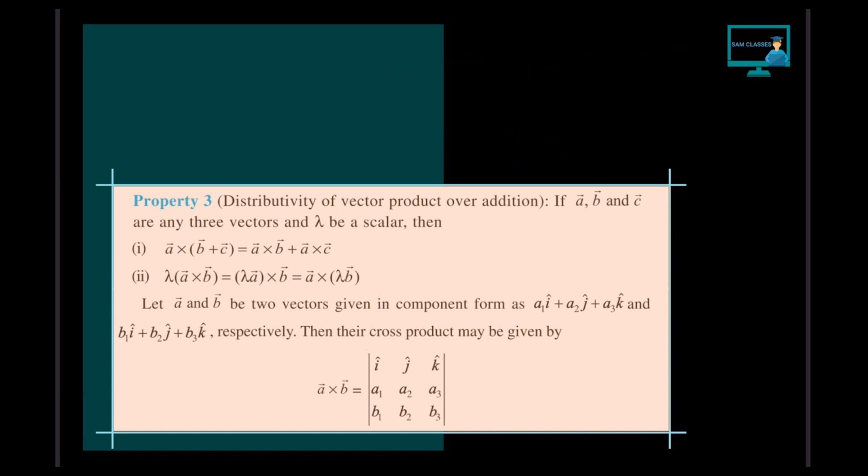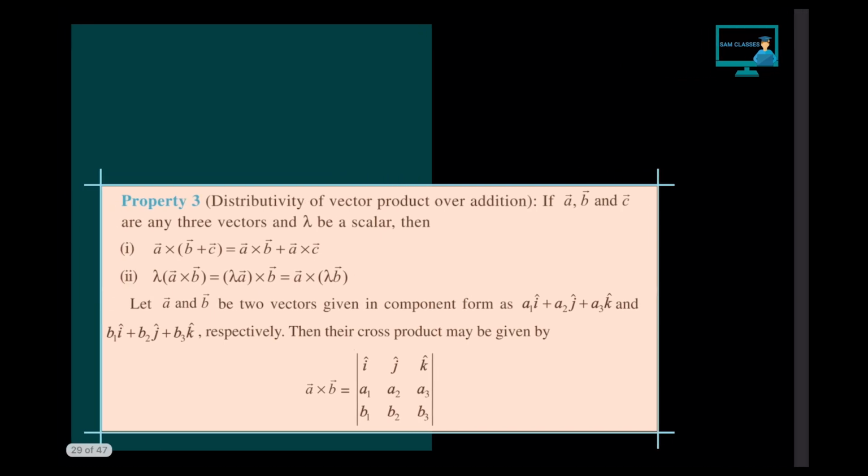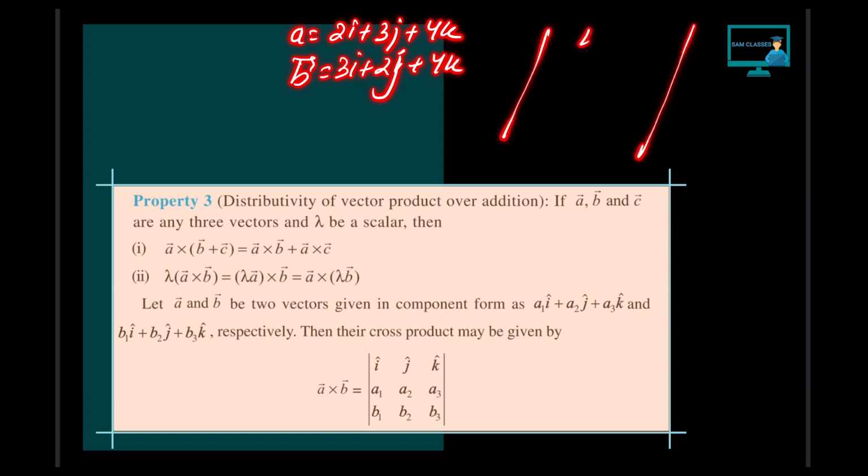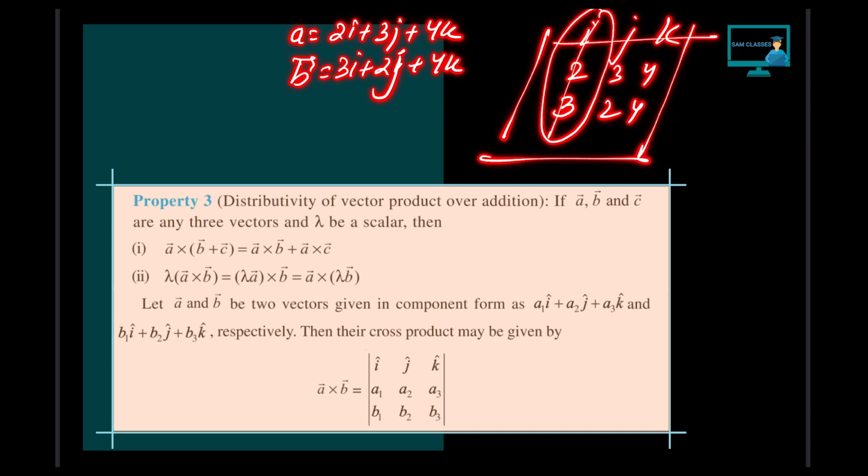Now, how do we do a cross product? Let's take a question. We take A vector equal to 2i plus 3j plus 4k, and B vector equal to 3i plus 2j plus 4k. Write it down in determinant form: i, j, k, 2, 3, 4, 3, 2, 4. For i, I leave that row and that column. So 3 into 4 is 12, minus 4 into 2, 8. So it will be i cap into 12 minus 8, so basically 4 i cap.